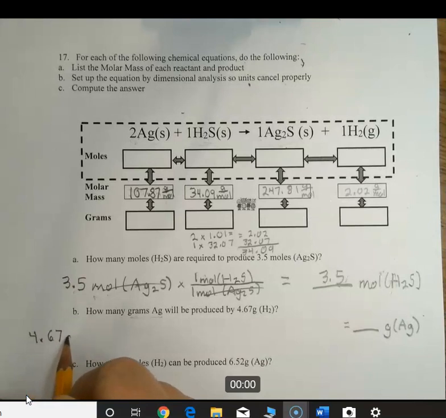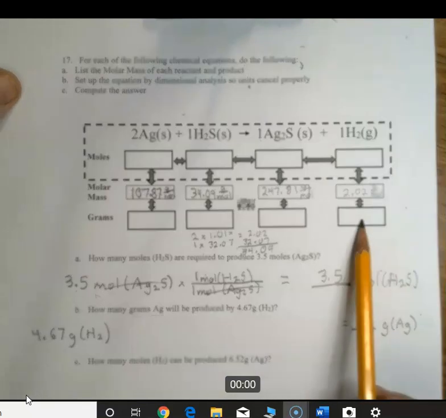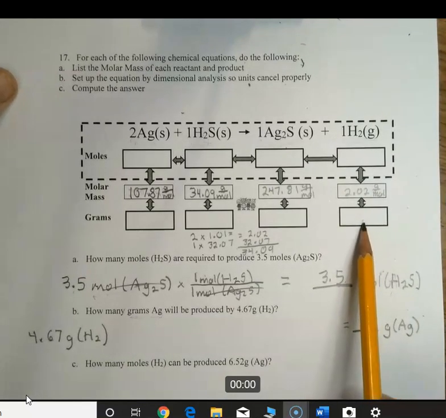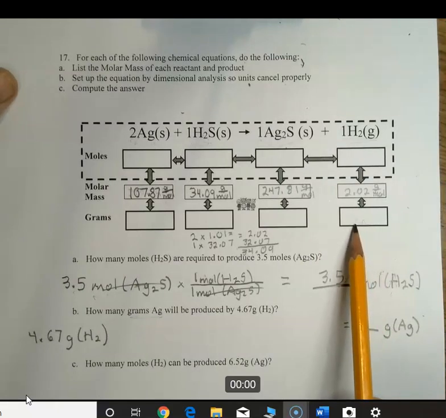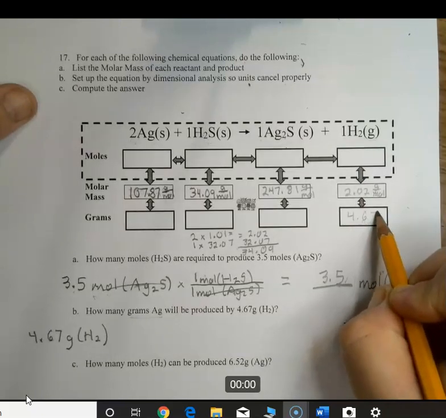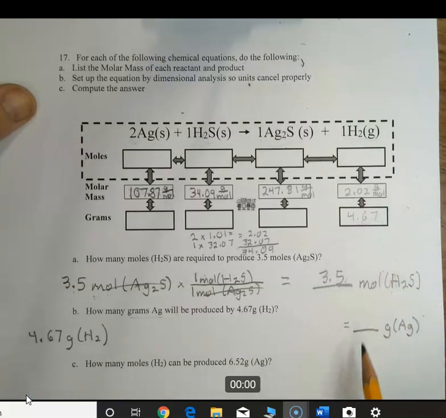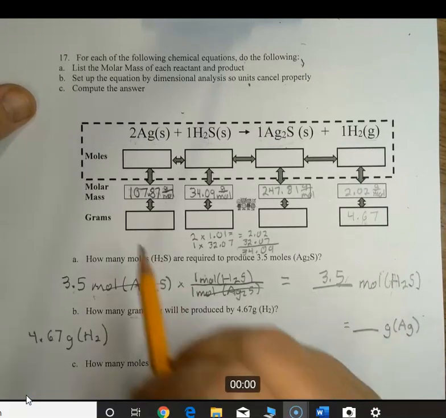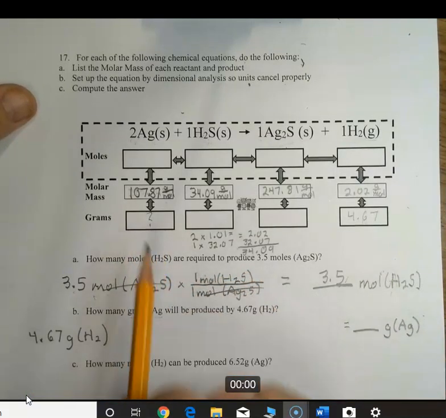4.67 grams of H2. Okay, so if you don't remember this, find where grams of H2 is. Here's H2, and here's grams down here. That's in our world. We work in the world of grams. We measure things on scales. So if we just lightly write 4.67 there, and where do we want to get? We want to get to grams of Ag over here, right there.